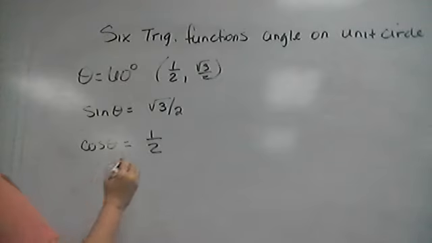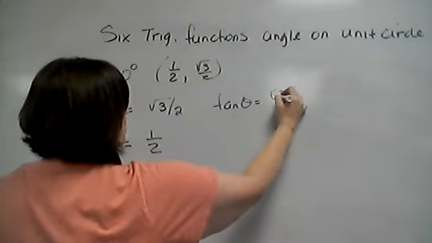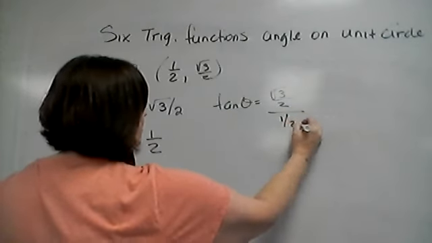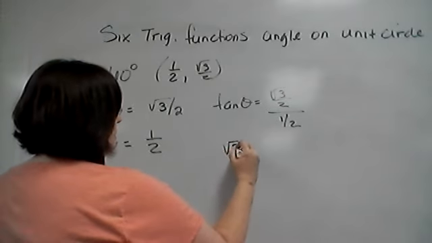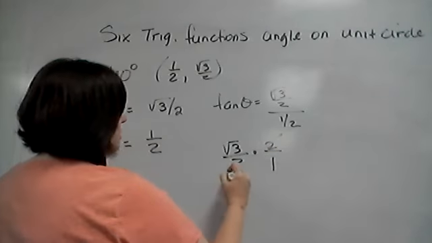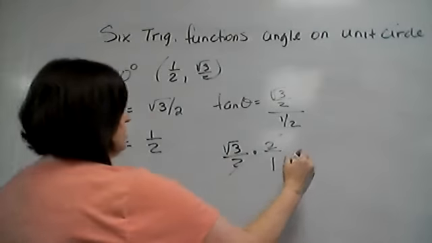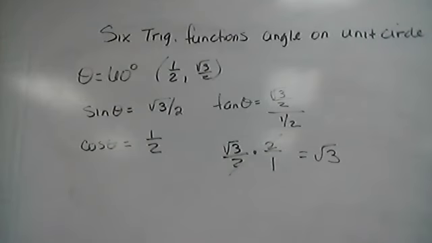The tangent of theta is going to be root 3 over 2 over 1/2. Remember, we divide fractions by multiplying by the reciprocal of the denominator. So root 3 over 2 times 2 over 1. The 2's will cross out. So the tangent of theta is root 3.